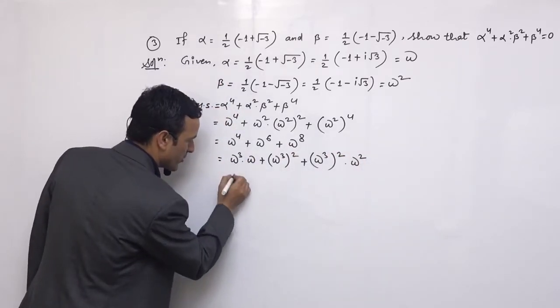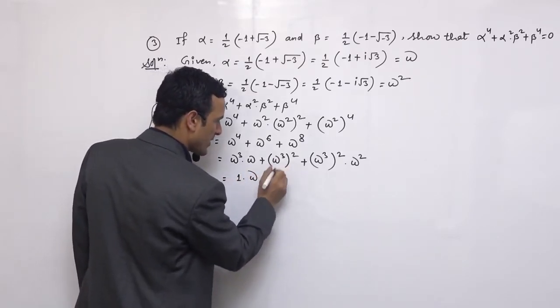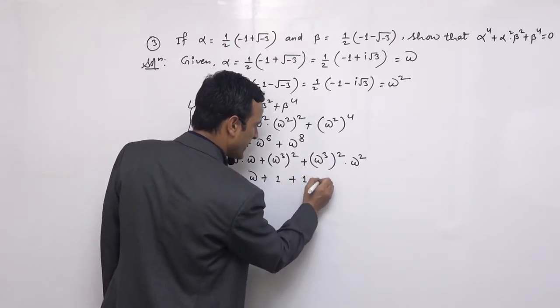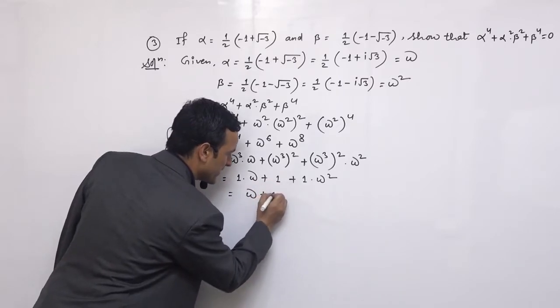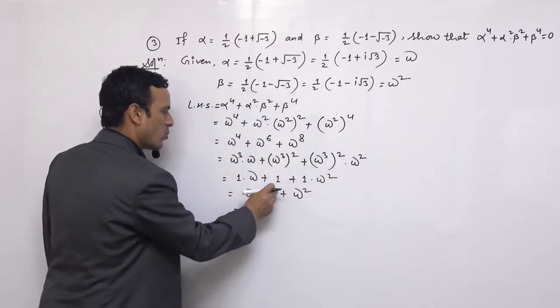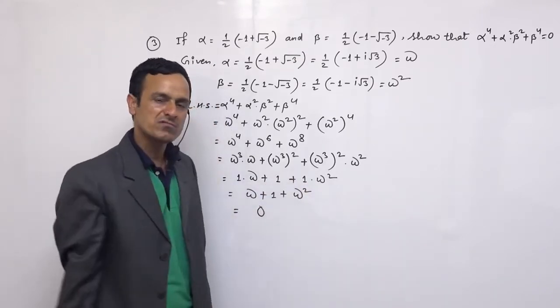So whenever omega cube we can write 1. So it is omega. Omega cube means again 1 plus omega cube means again 1 and omega square. So 1 into omega, omega. 1, it is only 1. 1 into omega square, omega square. So 1 plus omega square means directly we can write down 0.